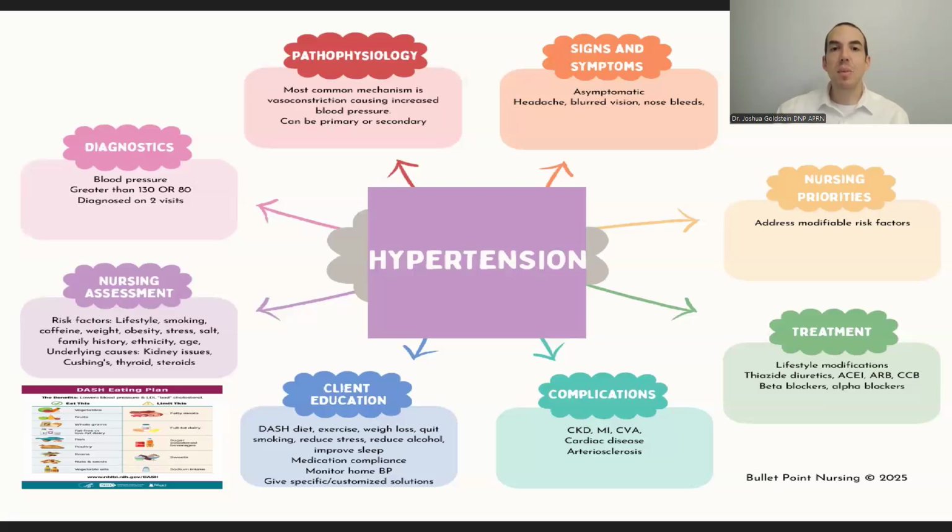How do we assess a patient for hypertension? Well, this isn't going to be your usual assessment. Over here, we're going to assess for the risk factors of hypertension because most of these are also going to be in the client education box of how to reverse hypertension. But let's look at the risk factors.